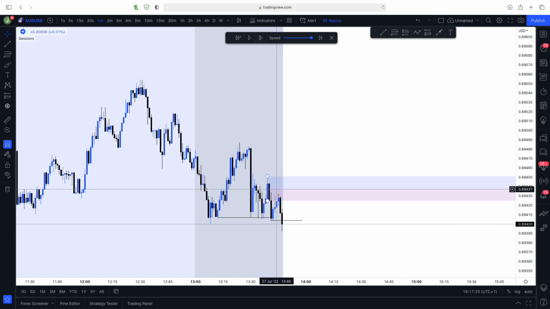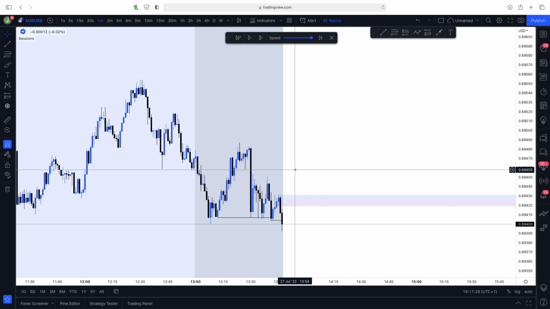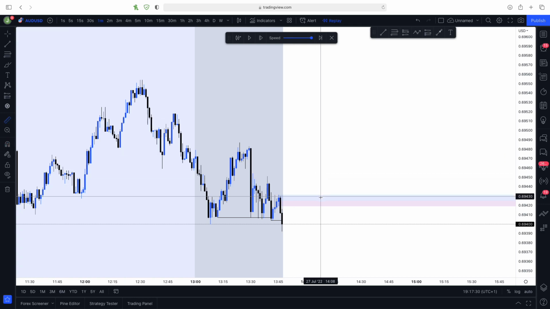And then we get a nice follow through with nice momentum to the downside. POI on this one is really clear. We didn't really need to think about this too much. We've got imbalance, we've got momentum. It's nice and small. I think it's like a pip and a half, was it? Yeah, 1.3 pips, so nice and small. Cool, let's continue to watch.